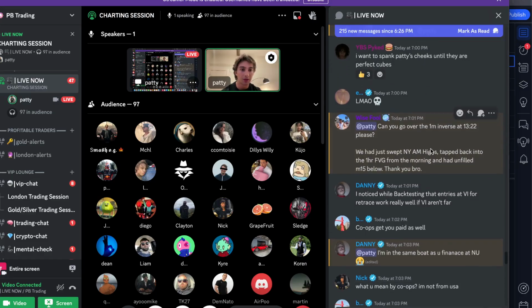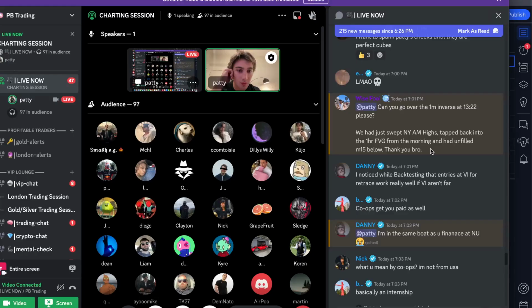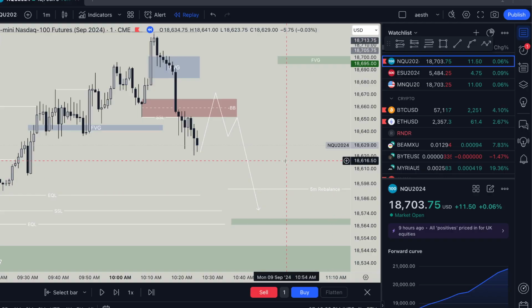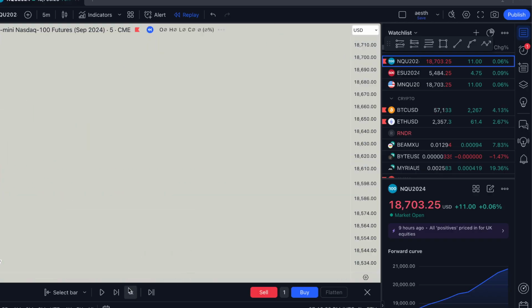One second. Can you go over the inverse at 1322, 122? We just had a sweep of New York AM highs, tap back into the 1 hour PD array, 15 below. I can go over it now, but can you journal it? Did you journal it? I can look at it.